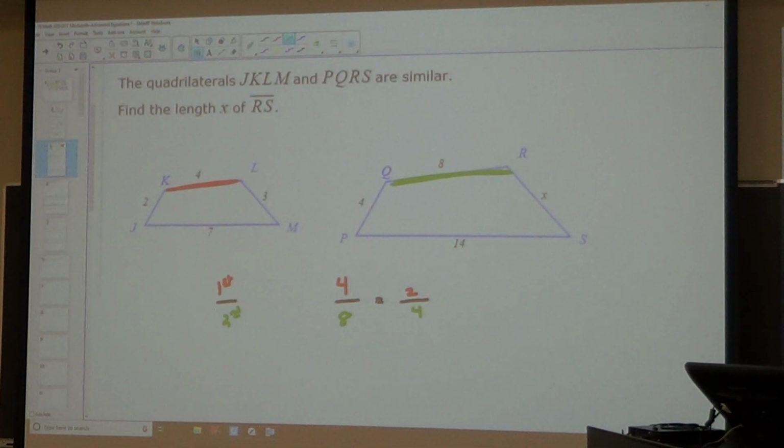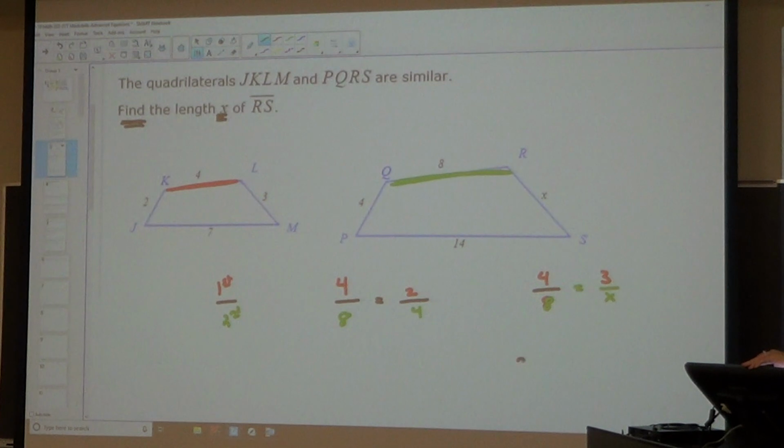4. Now, you did perfect, except you didn't do the X. The problem says find X, so we need to have an X in our problem. So we do X at 3. If we do 4 over 8, we have to have an X. It's first shape over second shape, so it'd be 3 over X, and then do 7 over 14.